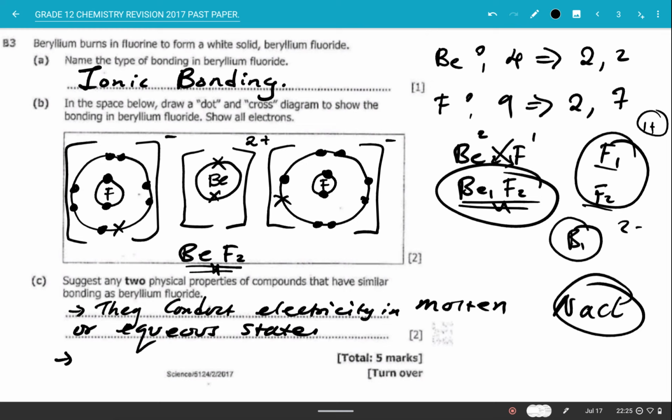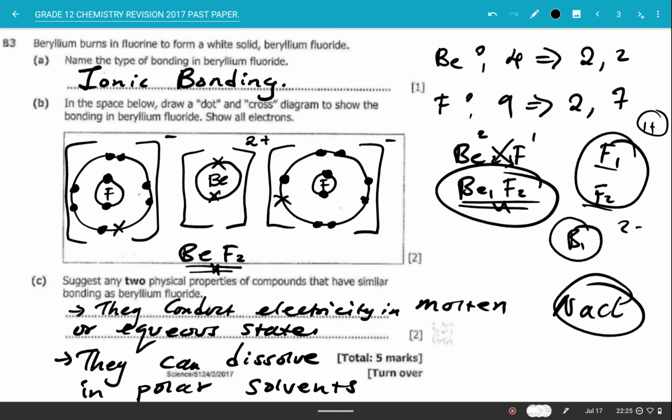Then the other physical property is that they are generally soluble. When you say soluble, it means that they're able to dissolve in polar substances such as water. When you talk about substances that are polar, we're talking about those solvents that are polar. So they can dissolve in polar solvents. An example I can give is basically water. So that's how you go about solving this question.